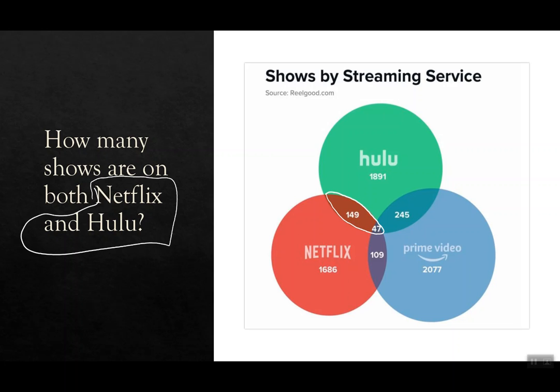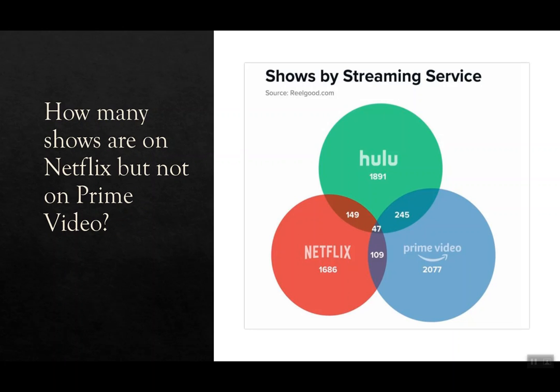So I have 149 plus 47. Let's write that in there. So 149 plus 47, which represents 196. This is not current. This is a picture I had from before, and I thought it was a good one to use. So this is not current information about Hulu and Netflix, but it was a good Venn diagram to use. So I was just looking at that intersection because intersection is represented by the word and.